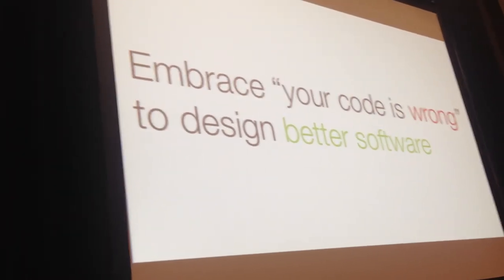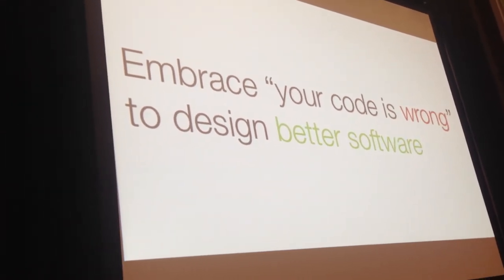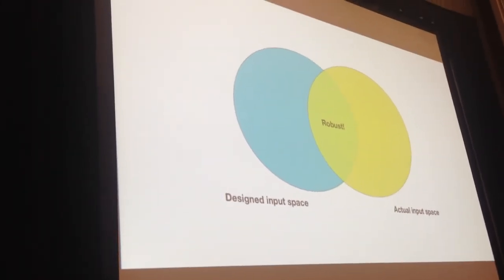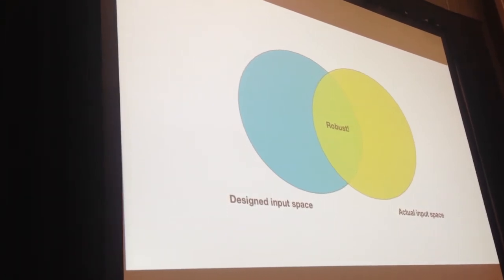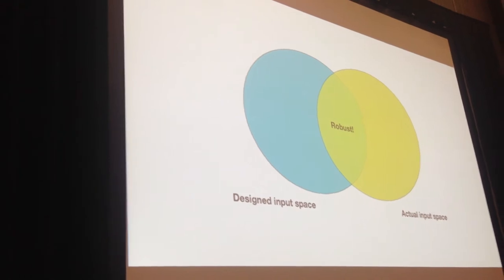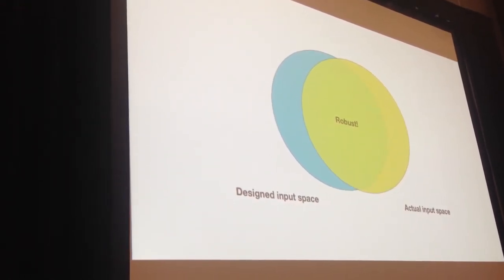And this brings me to the key point that I would make, which is when you embrace that your code is wrong, you can design much better software. And what I mean by better software is it's software that works a higher percentage of the time. It's software that's more robust. It's software where the input space you design for has greater overlap with the actual input space you see in production. So let me give an example of what you can achieve when you embrace that your code is wrong in terms of building better software.